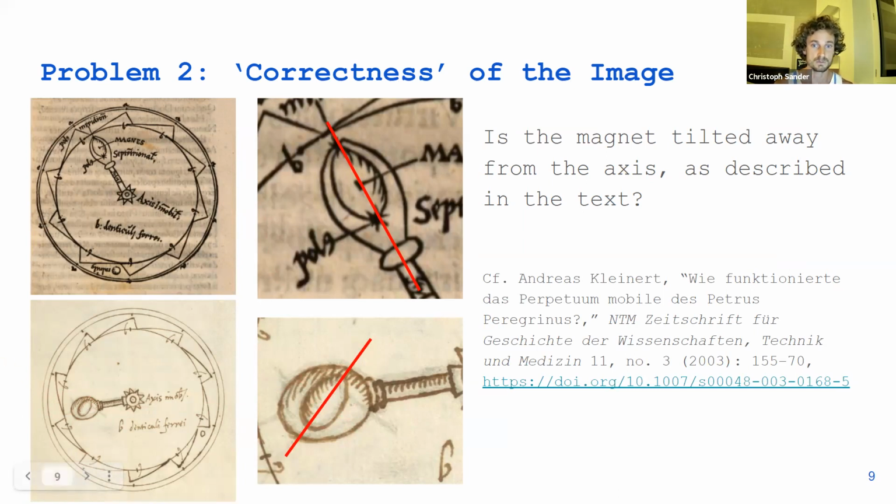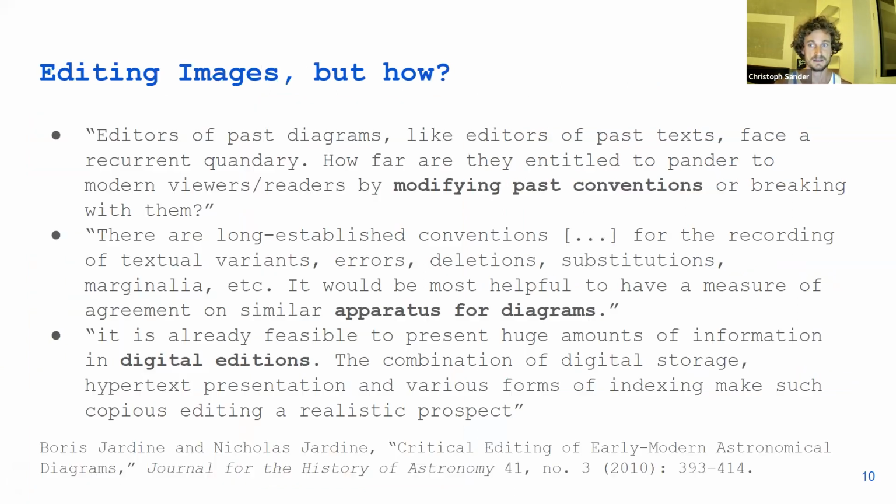So this is all pretty much what scholars face with creating traditional critical editions of historical documents. And I took three quotations from a recent article by father and son, Boris and Nicholas Jardine, on this issue. I will read out those three quotations because I think they're very much to the point.